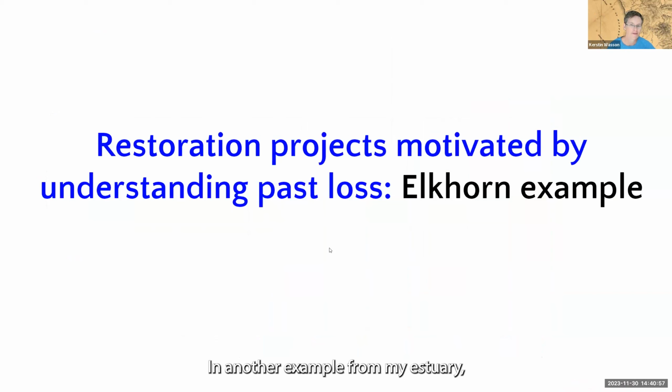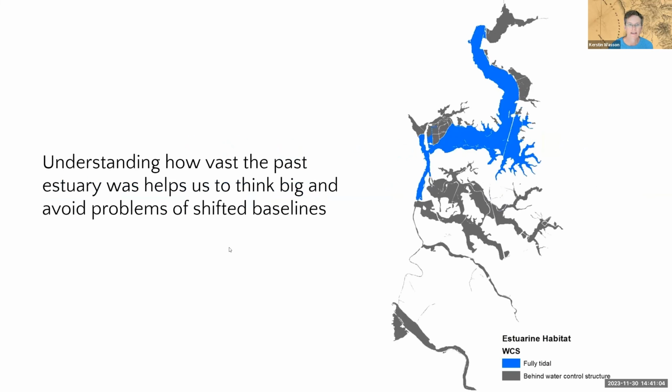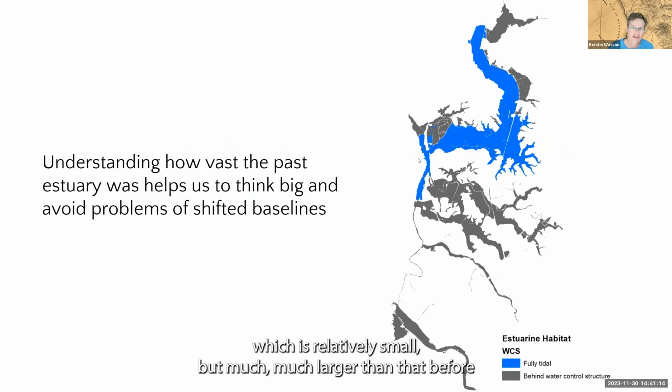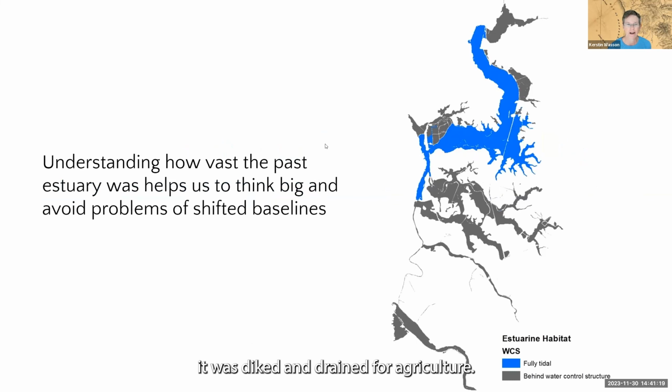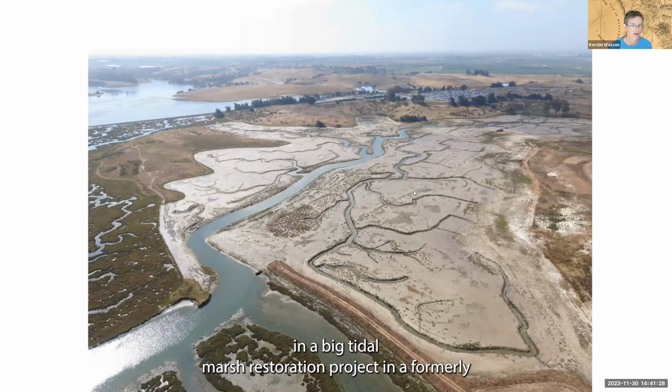In another example from my estuary, our restoration is really motivated by an understanding of the past loss. So understanding how vast the past estuary was, that it wasn't just the area that's currently undiked, which is relatively small, but much, much larger than that before it was diked and drained for agriculture. That has really helped us think big, and is why we are investing currently about $12 million in a big tidal marsh restoration project in a formerly diked area.